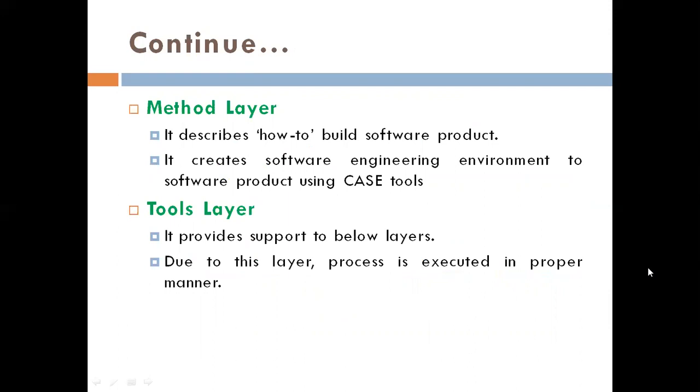Third layer, method layer. It describes how to build a software product. Second point, it creates software engineering environment to build software product using CASE tools. Now fourth is tools layer. It provides support to the below layers. Due to this layer, the process is executed in proper manner.